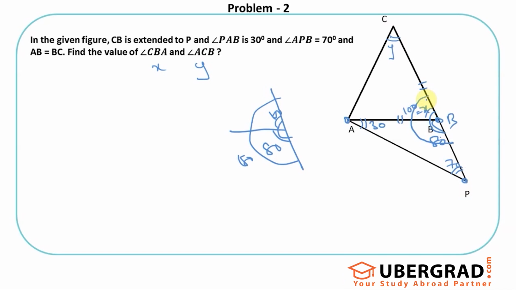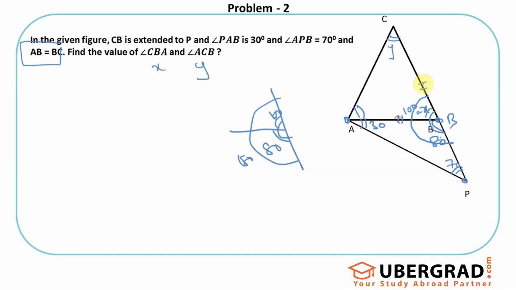Now I know x is 100 degrees. Good. I need to find this, but I know only one angle. That's where this hint will work. Two sides are equal: AB is equal to BC. What does that mean? The angles opposite to the equal sides are the same. Sorry, my bad: angles opposite to the equal sides. So these are the two equal sides.